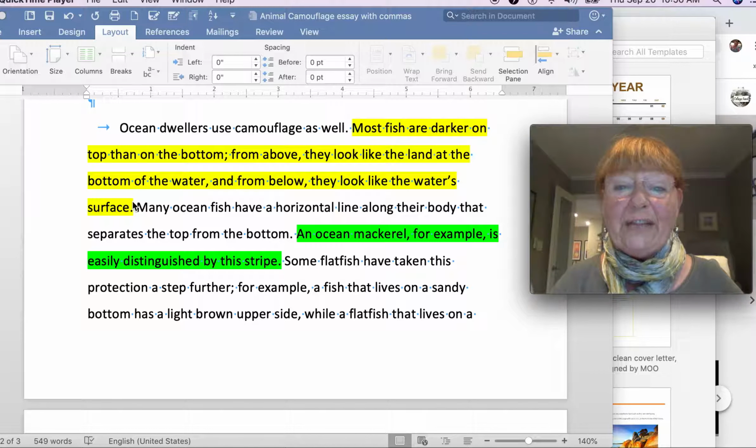From above, they look like the land at the bottom of the water. All right, that is the second main clause. They look like the land at the bottom of the water. And the from above is separated because it comes in front of the subject, they. And the next thing, and from below, now and, fanboys, comma in front of and from below, comma, they, subject, comma after anything that precedes the subject of a main clause.